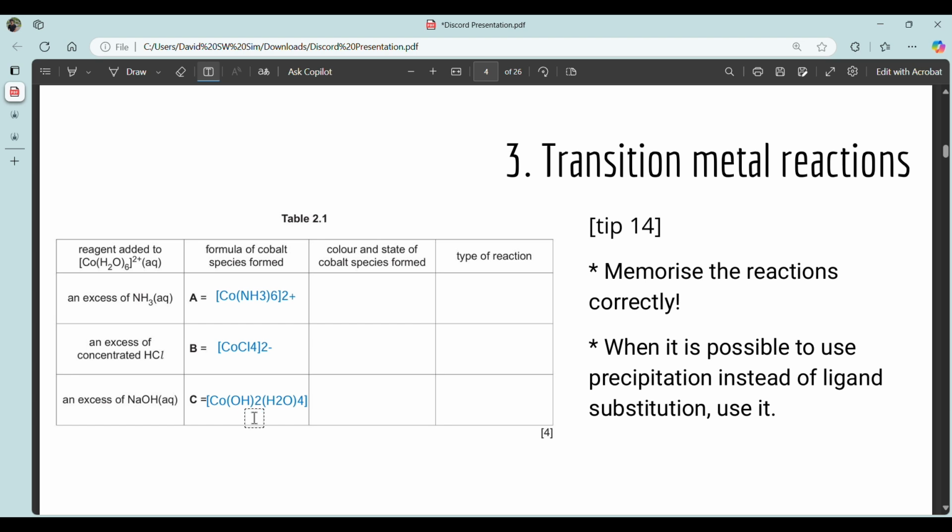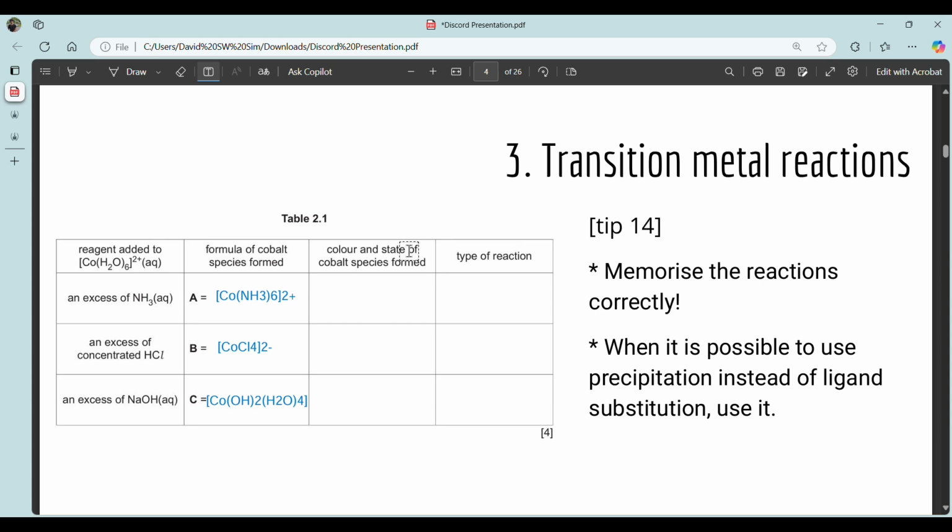Why? Because when you have cobalt hydroxide in water, it will naturally form water ligands. But sometimes, for the sake of convenience, we leave out the water ligands when writing out our equations. So if you see a transition metal equation and you only have Co(OH)2, don't worry. It is just the same thing as Co(OH)2(H2O)4.